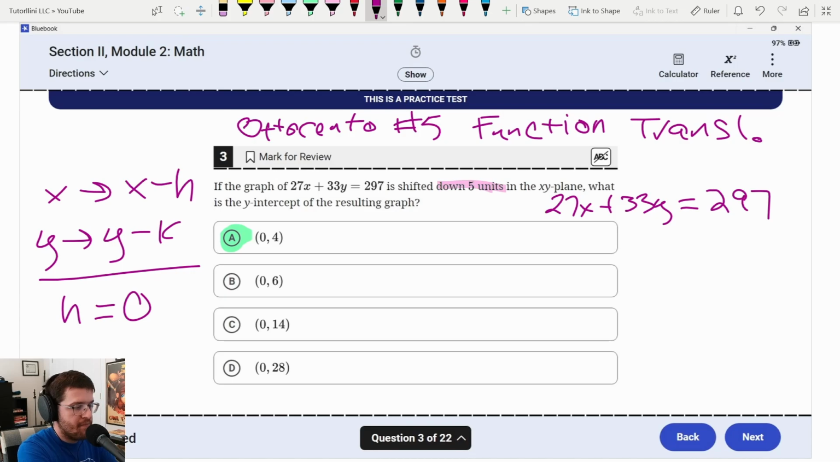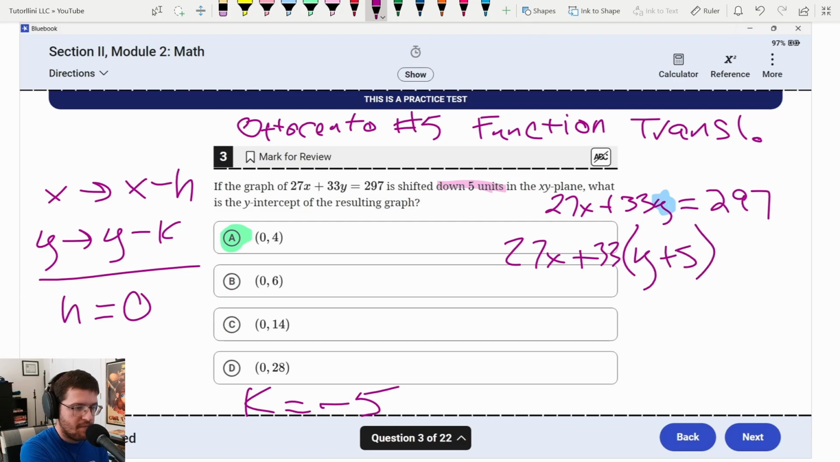because we're not moving left or right at all. It doesn't mention that, right? But k is negative 5 because we're moving 5 down, and that's the negative y direction. So we're going to replace y with y minus negative 5, or in other words, y plus 5. And we're going to put that right here. So I get 27x plus 33 times y plus 5 equals 297.